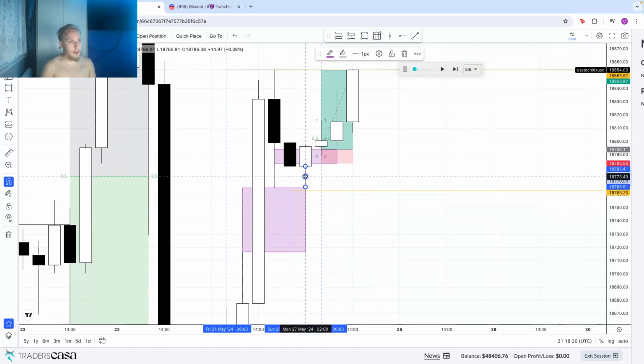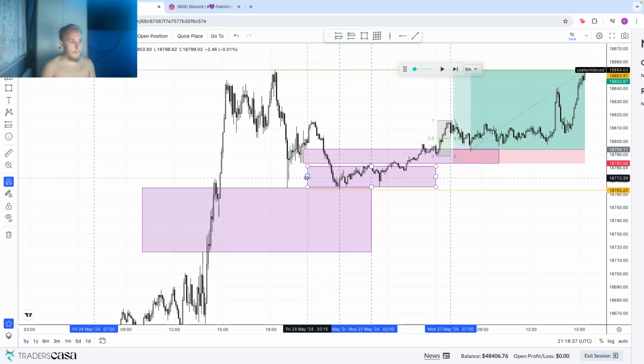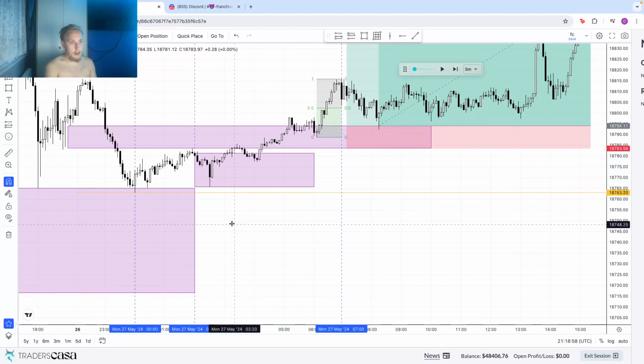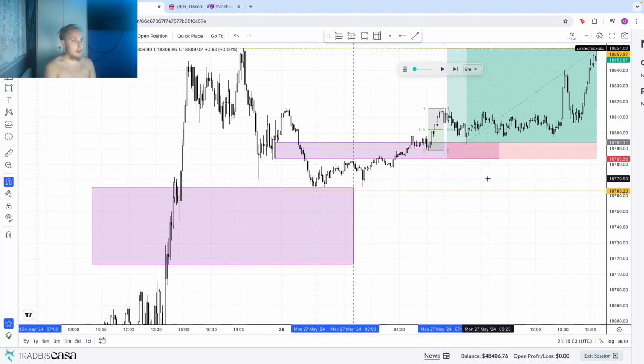So you could have bought anywhere there in that zone, anywhere in this zone below the open. So this was below the open, sorry. Here. So you could have bought anywhere in this zone here. But yeah, we did not, as there was just not enough liquidity taken for me.